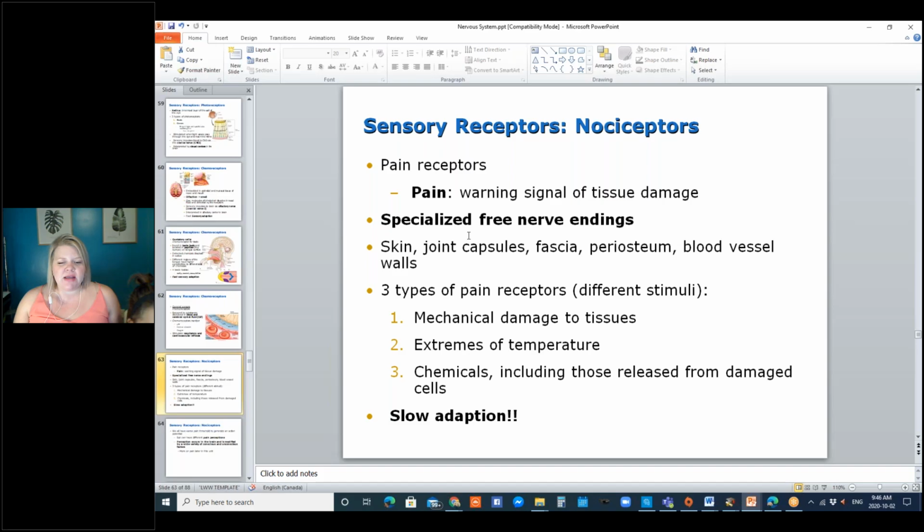Pain receptors are specialized free nerve endings and found in the skin, joint capsules, fascia, periosteum. Periosteum, if you recall, is the outer membrane of bone. Blood vessel walls also have these nociceptors. There's 3 types of pain receptors and they react to different stimuli. You can have mechanical damage to tissues or extreme temperatures or chemicals, including those released from damaged cells, which is part of your inflammatory response.